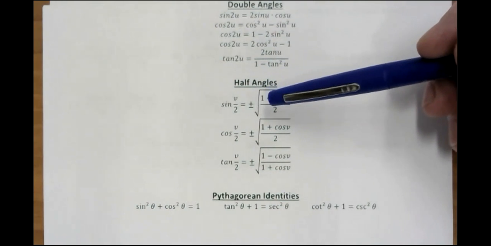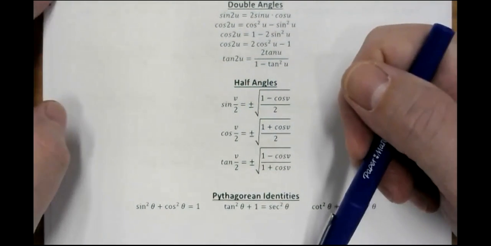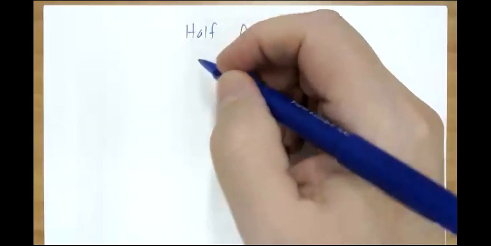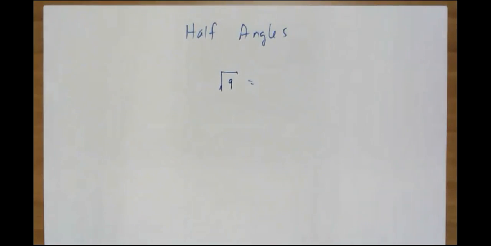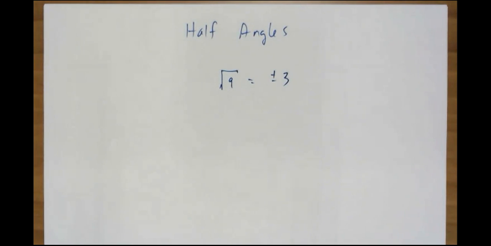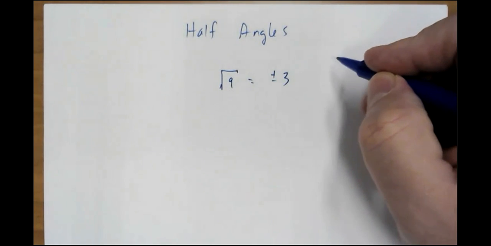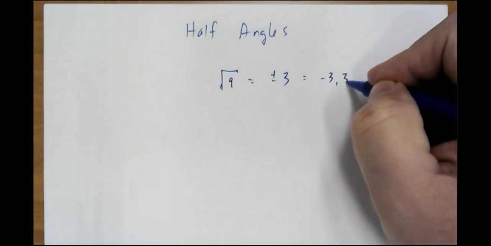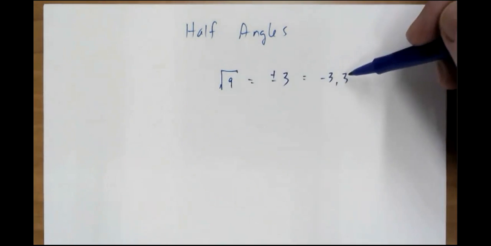Now, sometimes in the world of math, when you have plus or minus, you write that because you have two different solutions. And the most common example is if you were looking for the square root of 9. In the world of math, it's very common to write this as plus or minus 3, which means there are actually two answers. Square root of 9 is -3, square root of 9 is also +3.